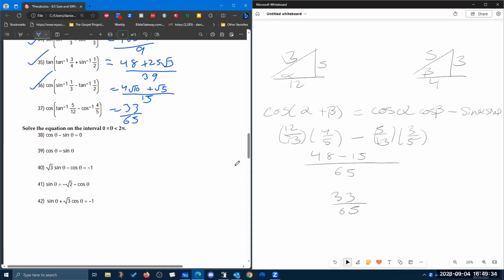We'll come back and solve these equations on that interval. That's just a refresher on the previous topic. But we're going to have some tangents show up there.